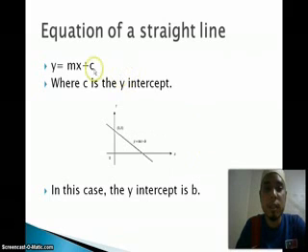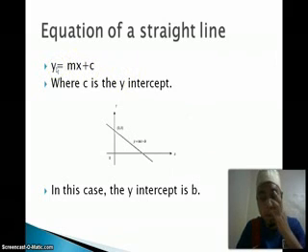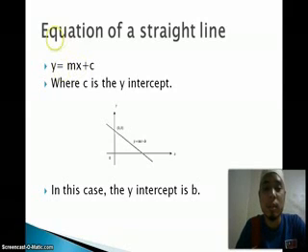This is the basic equation of a straight line, which is y equals mx plus c. c is the y-intercept of the line. In this case, the y-intercept is b.